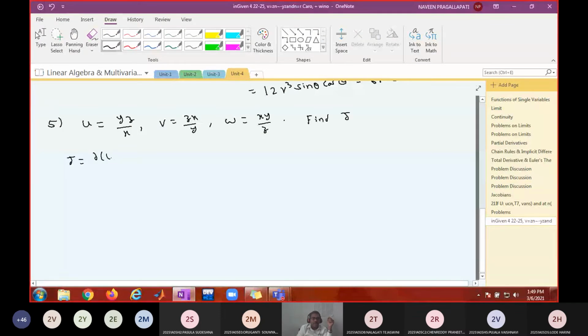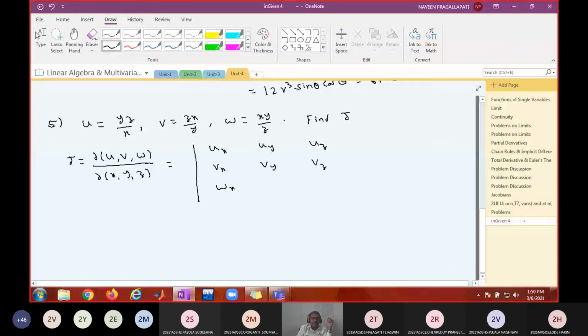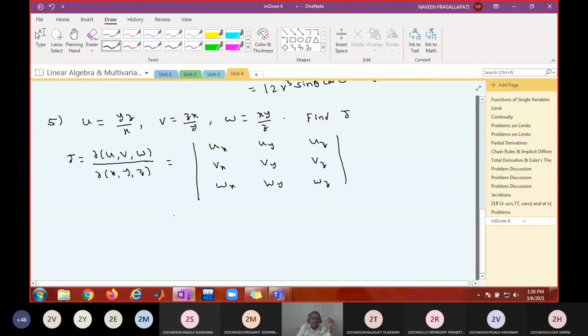So can you compute J? J equal to dou of (u, v, w) by dou of (x, y, z). Can you tell me the denominator variables? X, Y, Z. What is the formula? Ux, Uy, Uz, Vx, Vy, Vz, Wx, Wy, Wz. Okay. So find out the determinant and simplify and tell me the value.